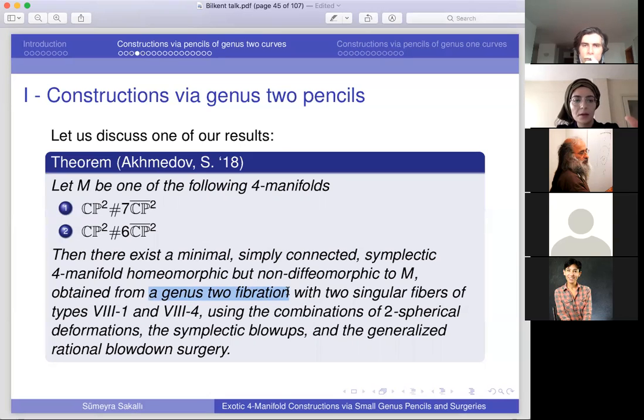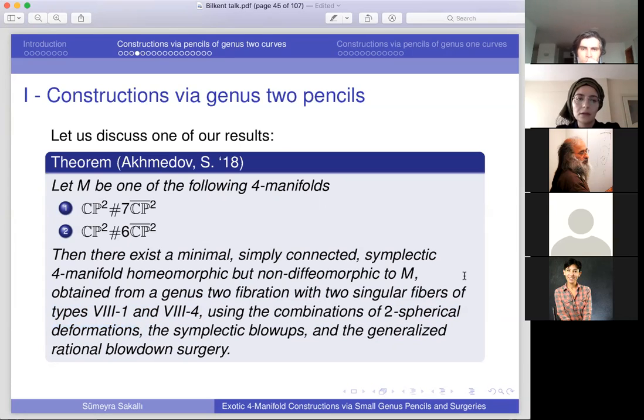And in this theorem, our Genus 2 fibration has two singular fibers. They are called type 8.1 and 8.4. And I will show their pictures in a minute. And we work with them. And we also work with some operations, two spherical deformations that we introduced in our paper, and symplectic blow-ups, and generalized rational blow-down surgeries.